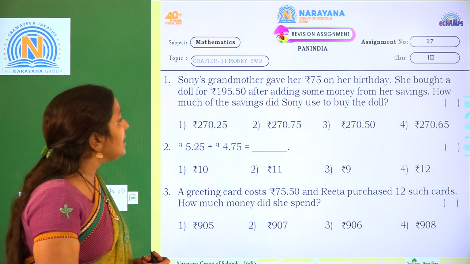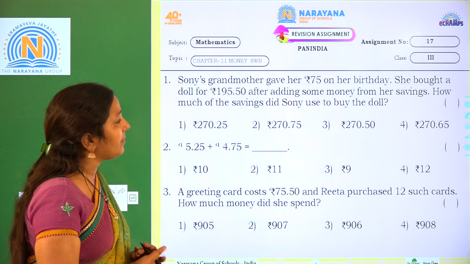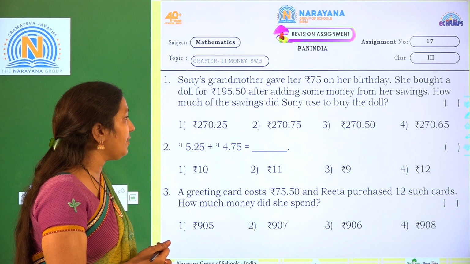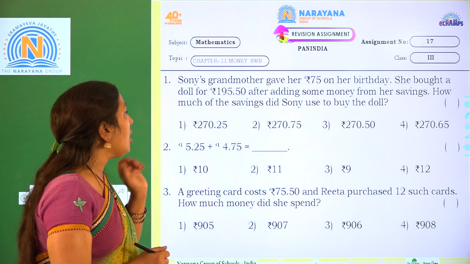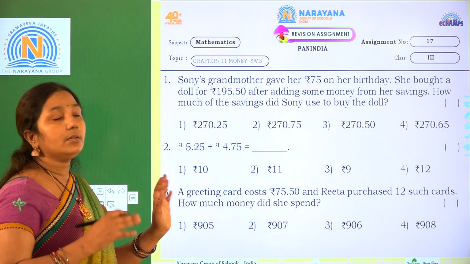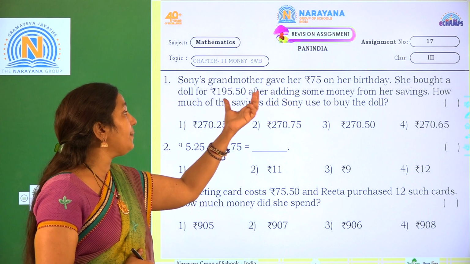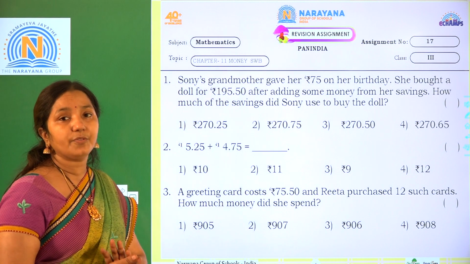So here, Soni's grandmother gave her ₹75 on her birthday. She bought a doll for ₹195.50 after adding some money from her savings. Here the grandmother's ₹75 and the savings together make the total amount, which is the cost of the doll.